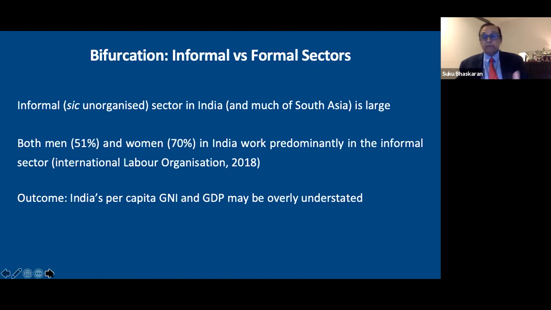Men, 51%, and women, particularly greater, 70% are in the informal sector in India. And these are small farms, petty shops, working as maids, etc. And therefore, this is the main reason why the gender inequity in the society is high. But one of the positives of this would be that India's per capita GNI, gross national income, may have been understated or is being understated because we do not capture the data from this informal sector.